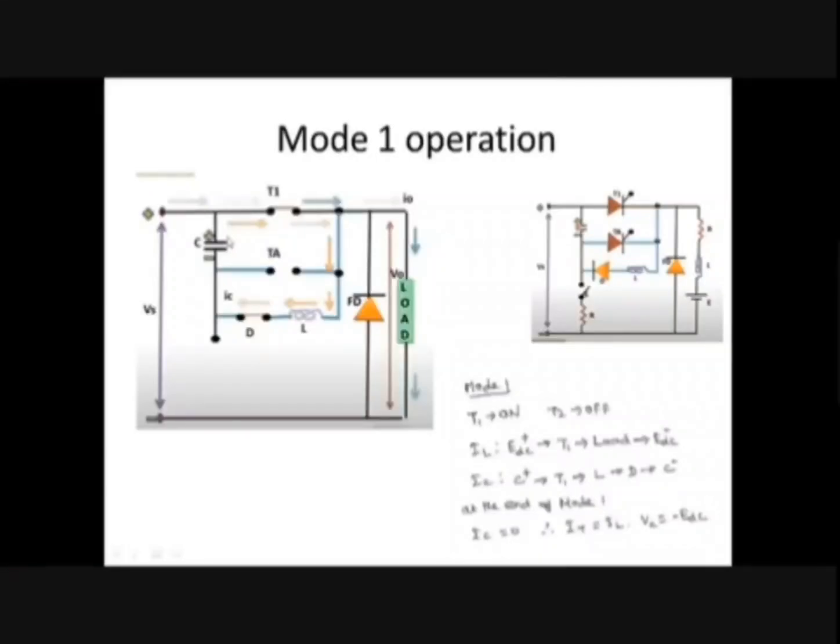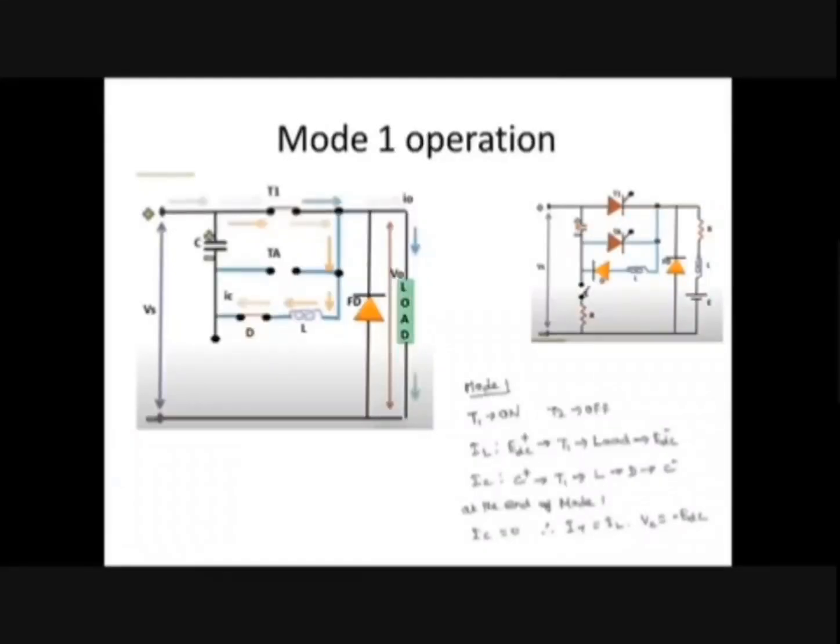So what will happen at the end of mode 1? The capacitor will completely discharge and recharge in the opposite direction. That is, the upper plate becomes minus, the lower plate becomes plus. So at the end of mode 1, the capacitor current becomes 0, meaning the capacitor will be completely recharged, and the voltage across the capacitor becomes minus EDC. Likewise, the current through the thyristor IT1 equals the load current I0.